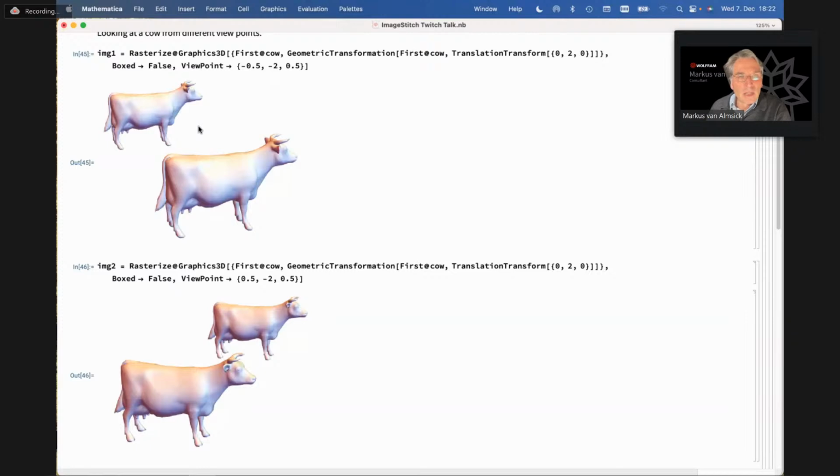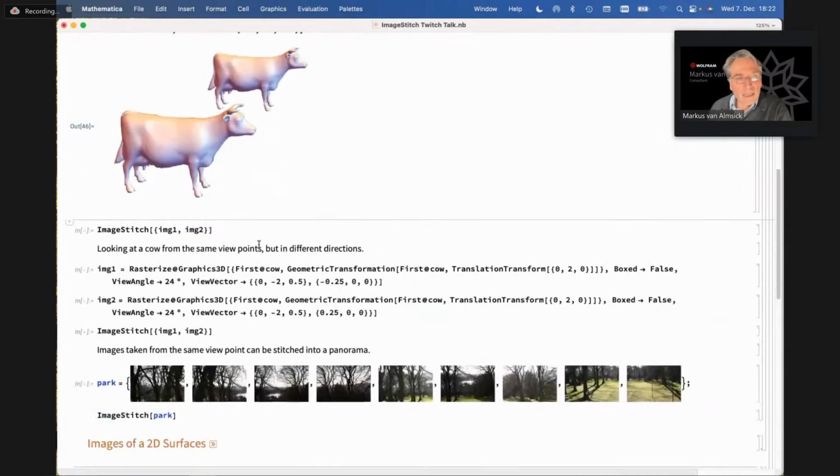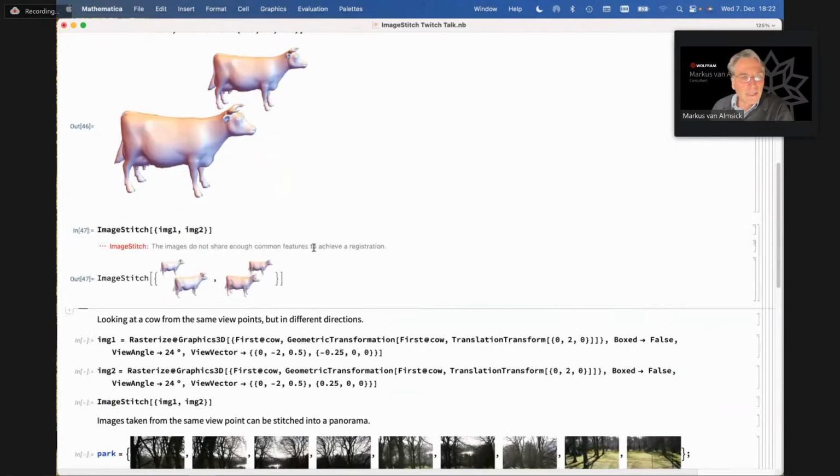Absolutely impossible. I make this point here because ImageStitch is the art of not taking this case into account. There are other ways when you want to derive a 3D scene where you can cope with these kinds of scenarios, but ImageStitch and today's talk is not about that scenario. Instead, we are just failing here. As you can see, if I take these 2 images, ImageStitch will say the images do not share enough common features to achieve a registration. Basically, it gives up.